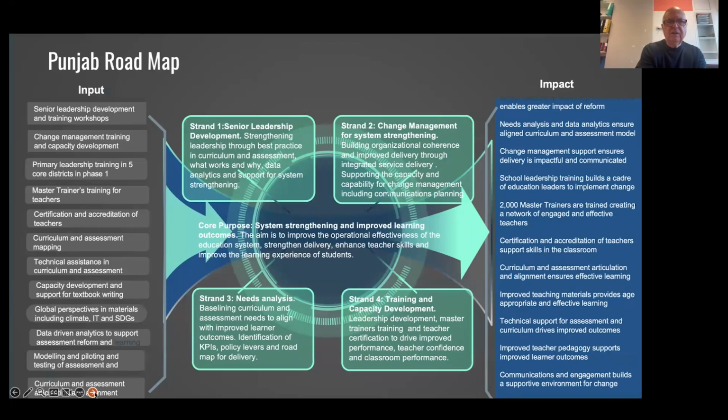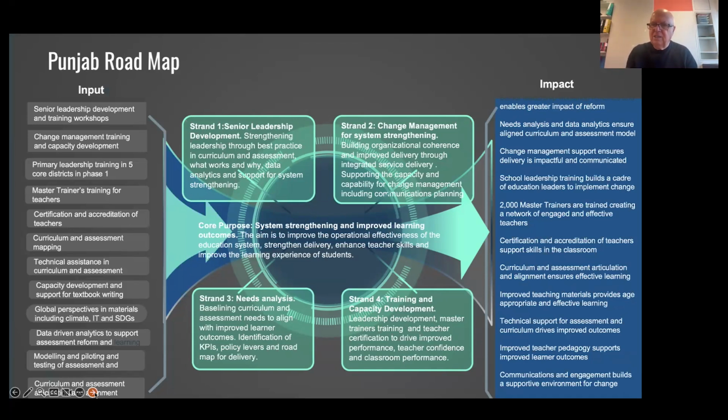The inputs are on the left-hand side. You can see it. We'll do leadership development. We'll do mapping. We'll accredit. We'll do master training. So those inputs link into the four strands of activity. And on the other side, it shows you what the impact is. It allows for 2,000 master trainers to be trained. It shows a change management process. It improves learning and techniques.